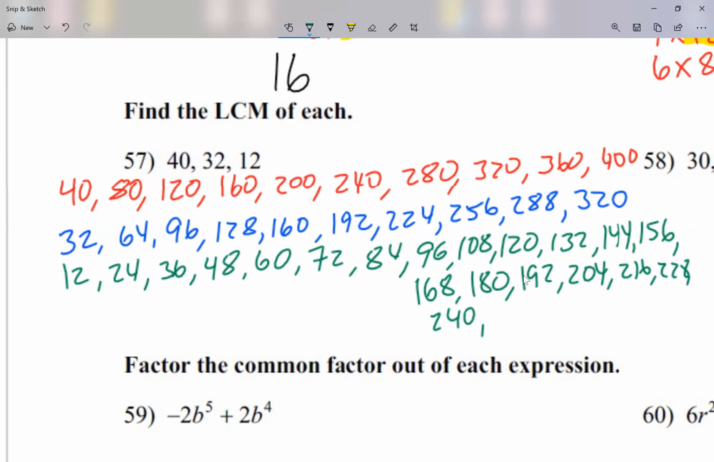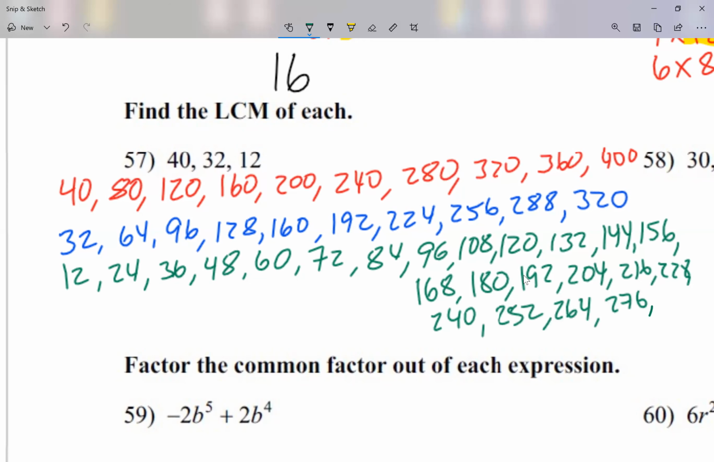252, 264, 276, 288, 300, 312. Wow, how far is this going to go?